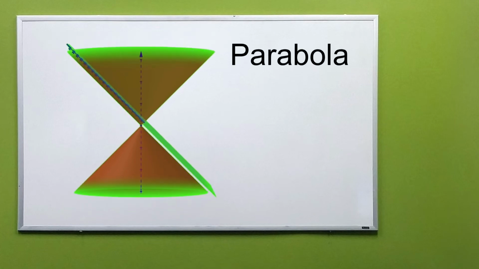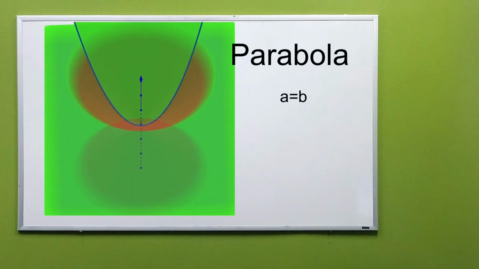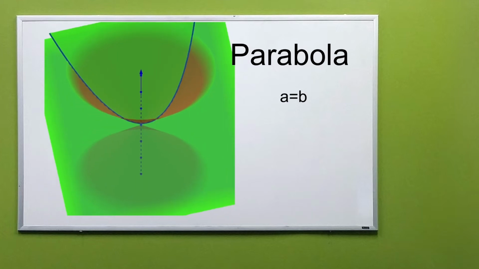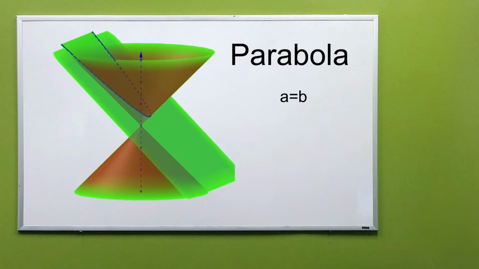When the angle between the axis and the plane is equal to the vertex angle, we get an open curve called a parabola at the intersecting surface of the cone.